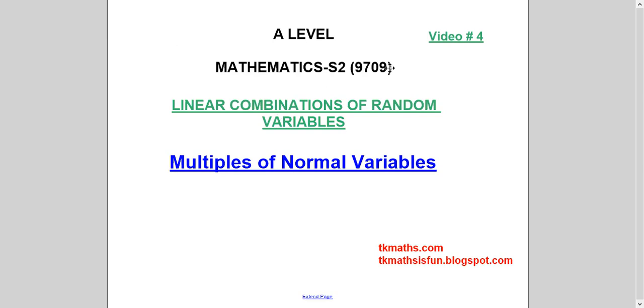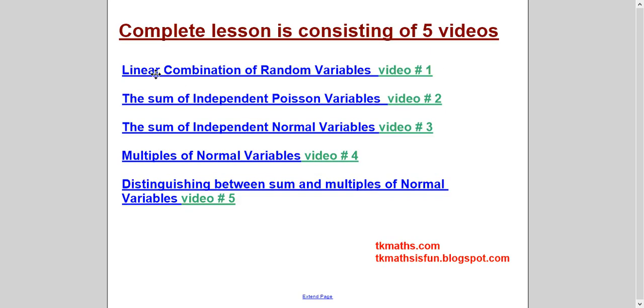In today's video, which is video number 4 on linear combination of random variables, we will discuss multiples of normal variables. The other 3 videos are on the concept of linear combination of random variables, the sum of independent Poisson variables, and the sum of independent normal variables.